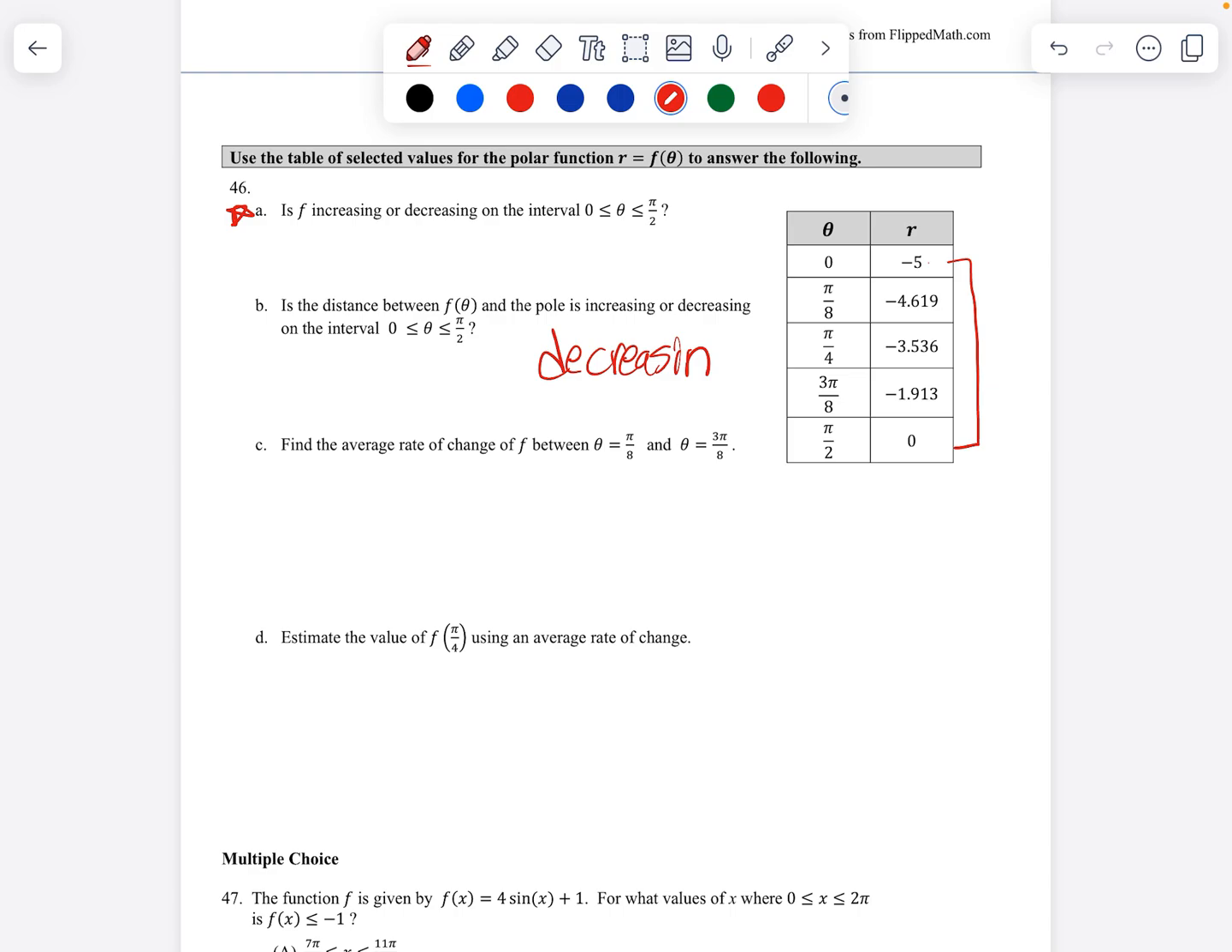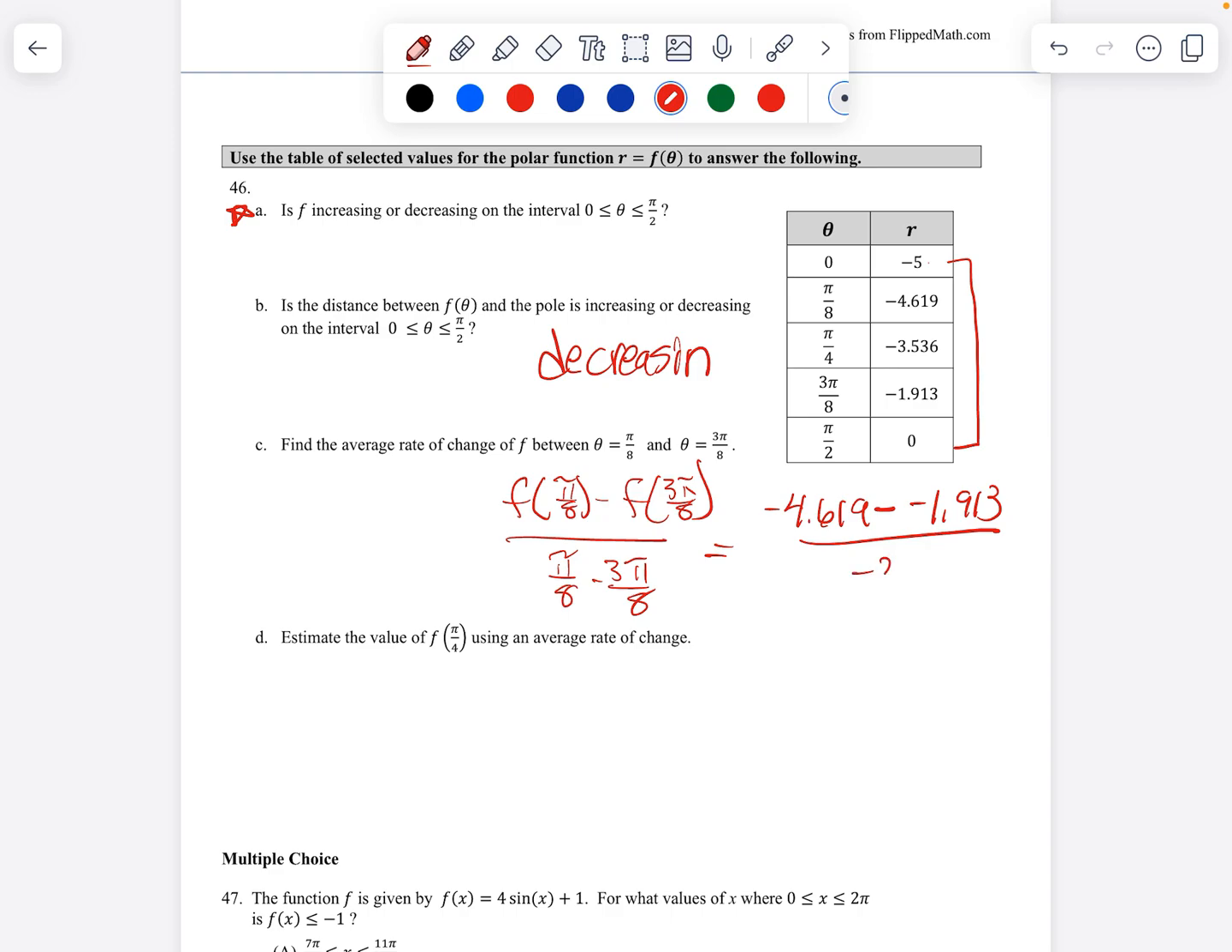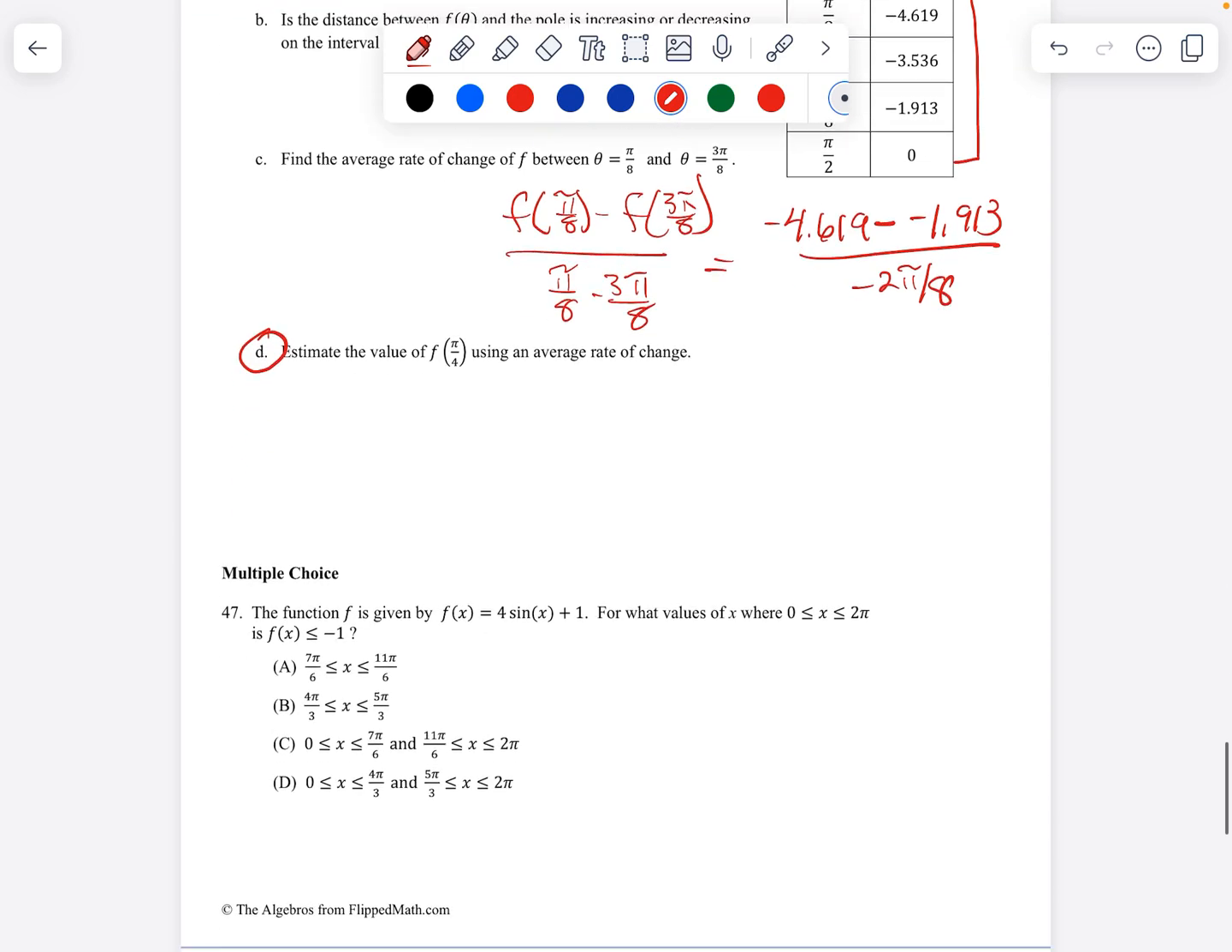Find the average rate of change. So we could do f of pi over 8 minus f of 3 pi over 8 over pi over 8 minus 3 pi over 8. So that's slope. So negative 0.4619 minus negative 1.913 over negative 2 pi over 8, and you could use your calculator. So find the average rate of change. We can skip that one as well.